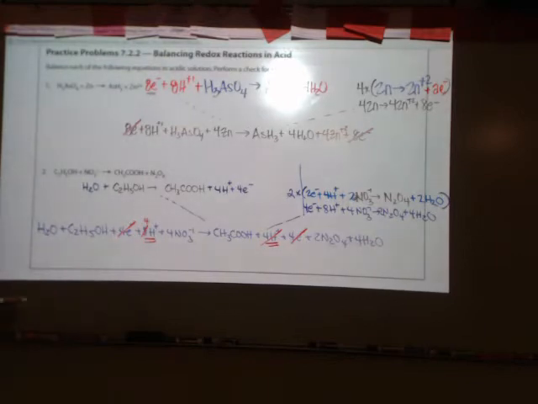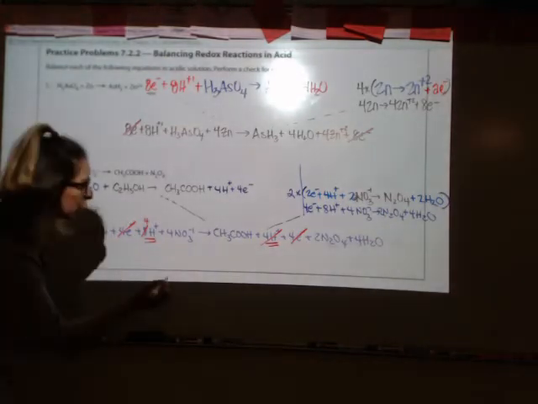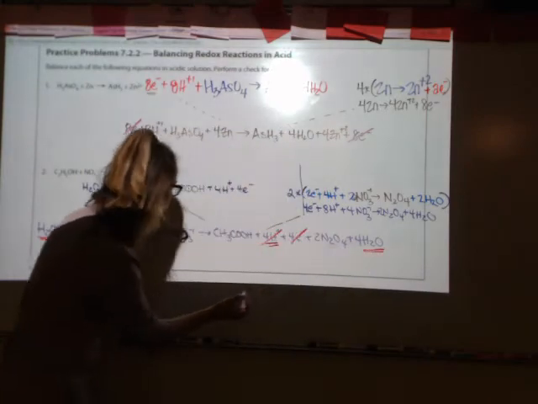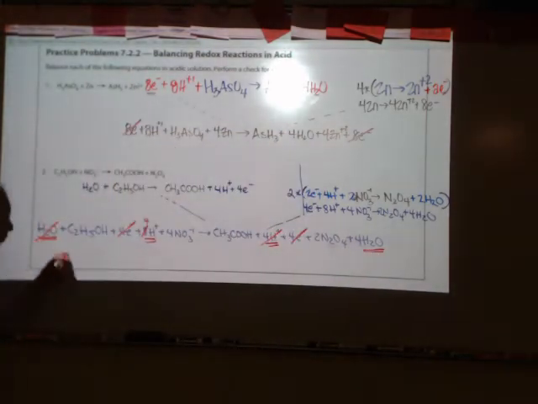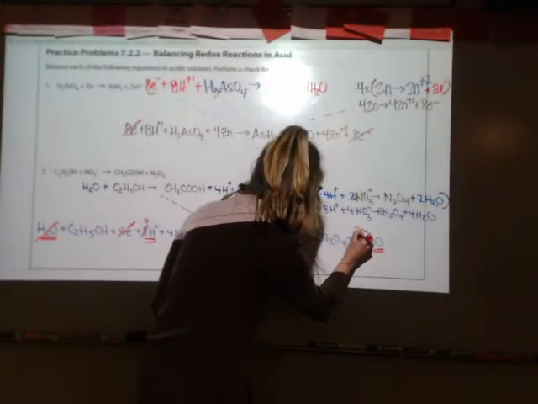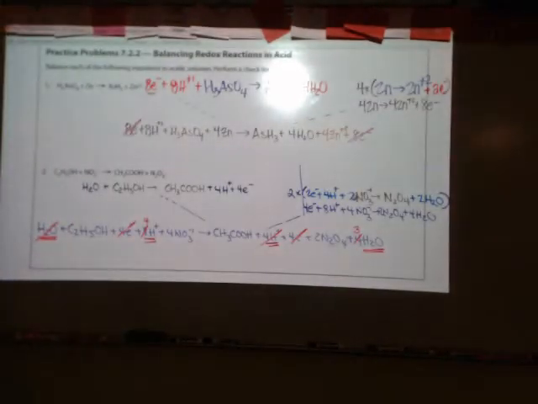Then cancel out waters on the left. You had 1 water there, 4 here. So this is gone. This became a 3. We good? Yeah.